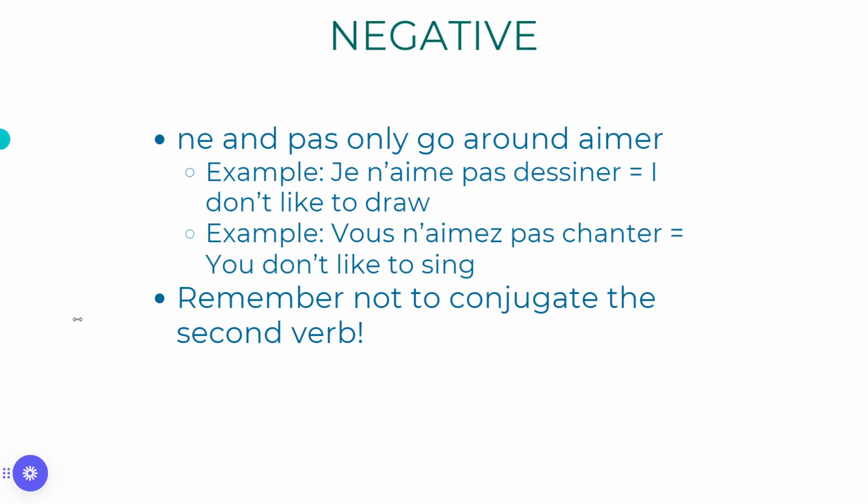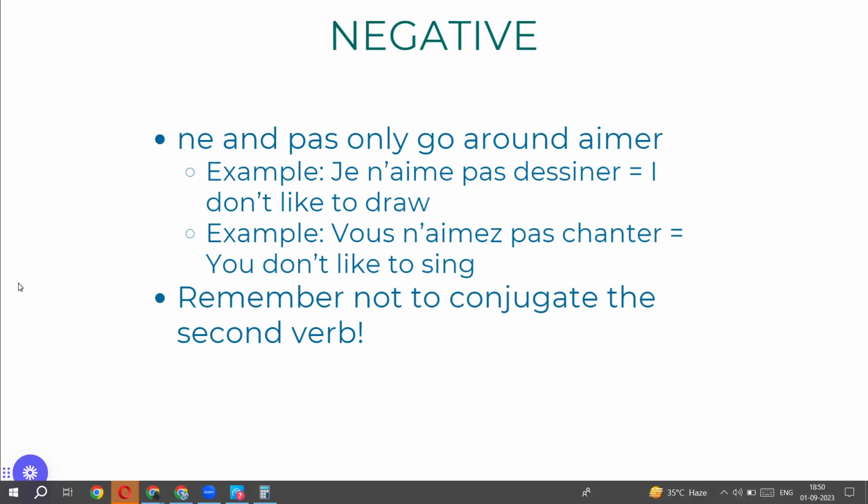Ne and pas only go around aimer. So when you're doing a negative with two verbs in a sentence beside each other, the negation will only go around the primary verb, not the secondary verb. Dessiner means to draw. Dessiner is a secondary verb, so it will only go around the first verb. Vous n'aimez pas chanter. You don't like to sing. Remember not to conjugate the second verb.